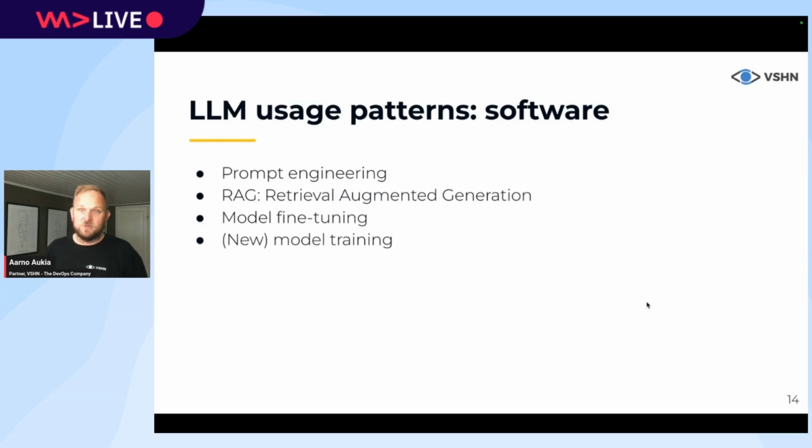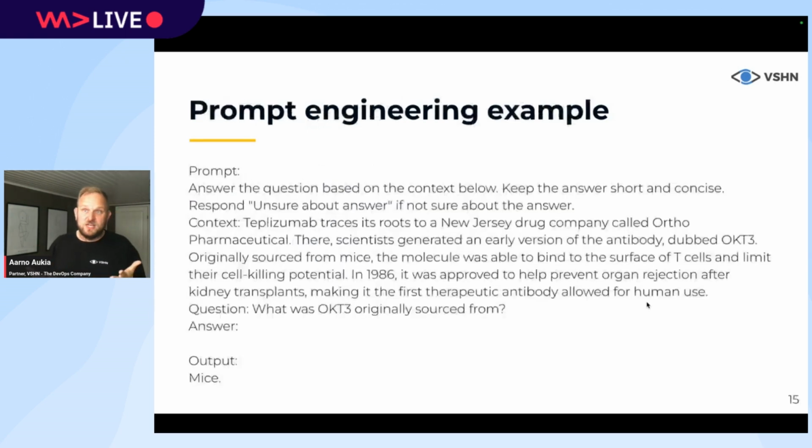Let's start with prompt engineering, which is actually about 90% of the LLM use cases I see in our customers. They do only prompt engineering, right? So basically the work is to write these instructions that the LLM can then run on, right? So here, for example, you have the prompt: answer the question based on the context below. Please keep the answer short and concise. Respond unsure if you're not sure about the answer, and don't make up stuff just by rolling the dice. That's called hallucination. Just say you don't know if you don't know, and don't make up stuff by yourself.